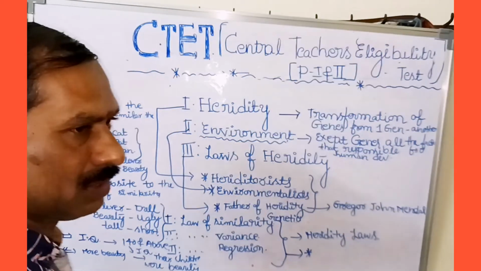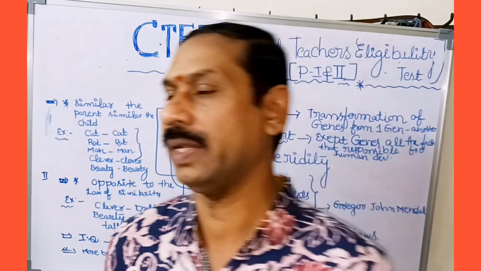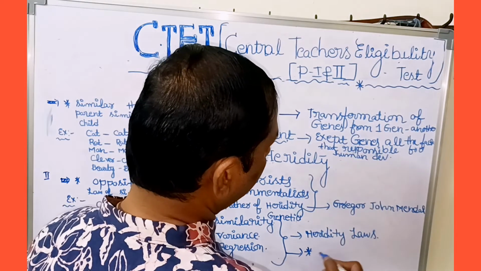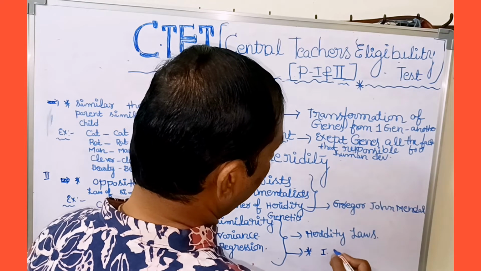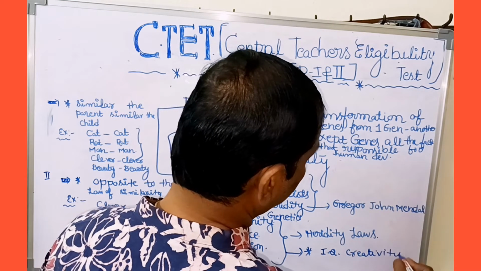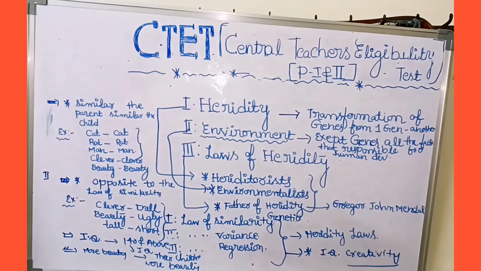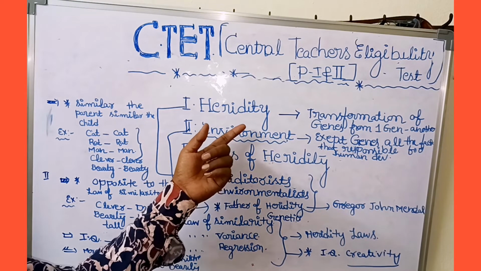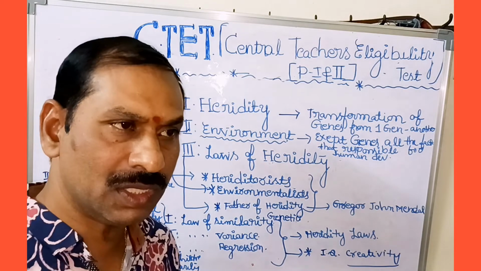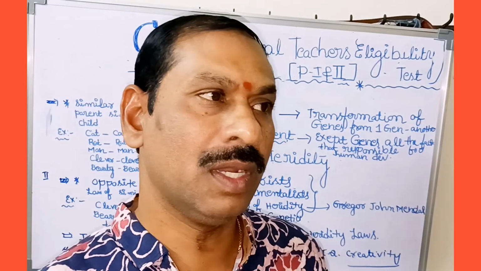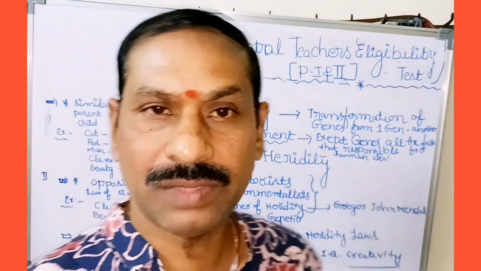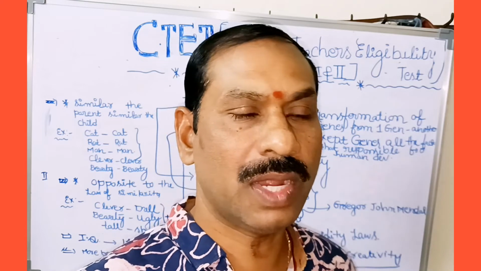In some circumstances, if the parent has a low IQ also, their children have more IQ or more creativity, etc. So, in heredity, two concepts are there: heredity and environment. Heredity means the transmission of genes from one generation to another is known as heredity. And except genes, all the factors which are responsible for human development are known as environment.